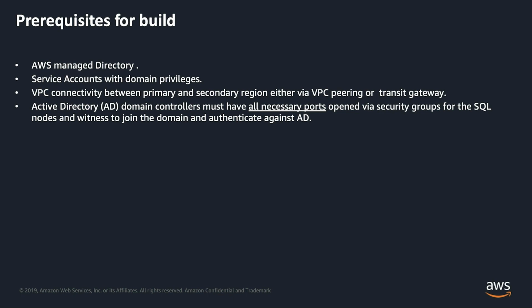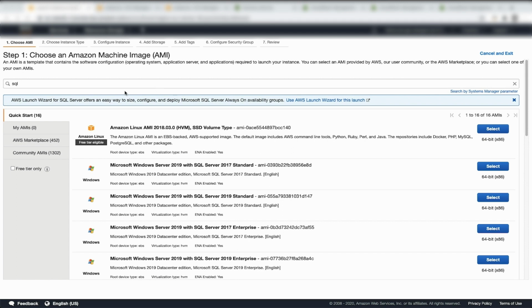And Active Directory domain controllers should have all the ports open to our security groups for all SQL Server nodes and domain. So let's just get started. What we're going to do is type SQL Server in our console, and that should present an option. So we're going to pick SQL Server 2019 with SQL 2017.